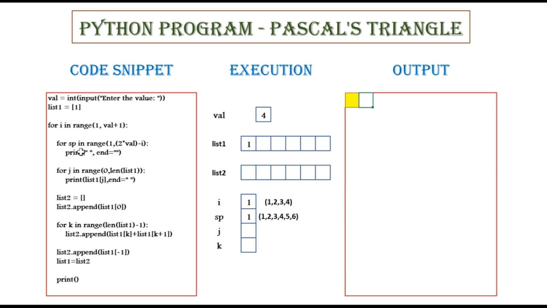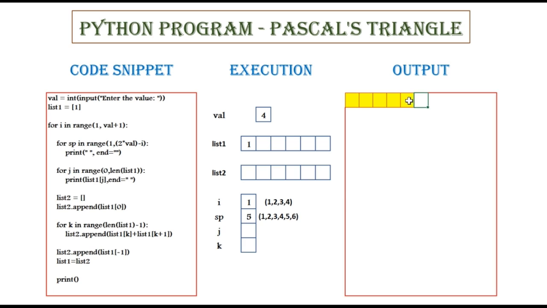Now the value of sp is going to be 2, and I'm going to print another blank space here. Next the value of sp will be 3 and I'll have another blank space. The value of sp will now be 4, and I'll have another blank space. sp will be 5 now.